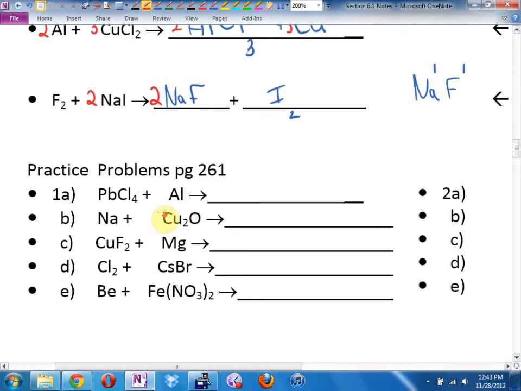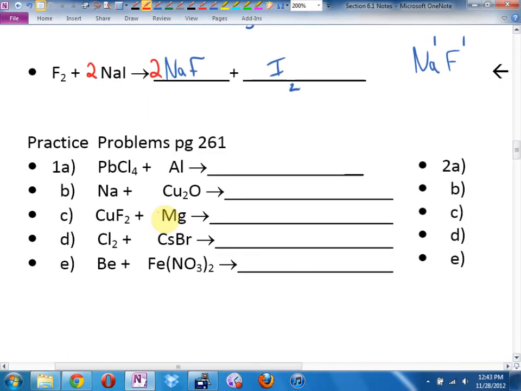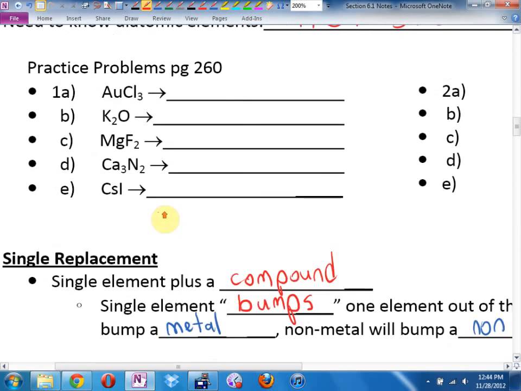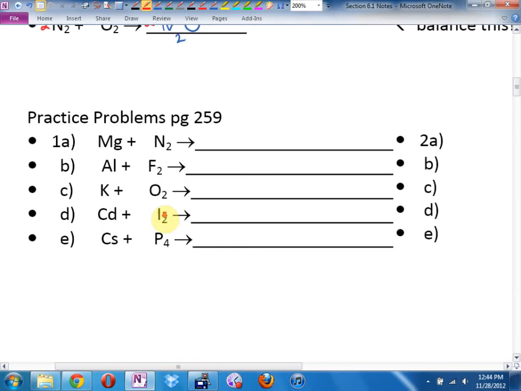So, practice problems. Now, you can do the practice problems right in the notes if you want to, or you can do the practice problems on a separate piece of paper if you want to, but you need to open your textbooks up, first of all, to page 259, please. Page 259.